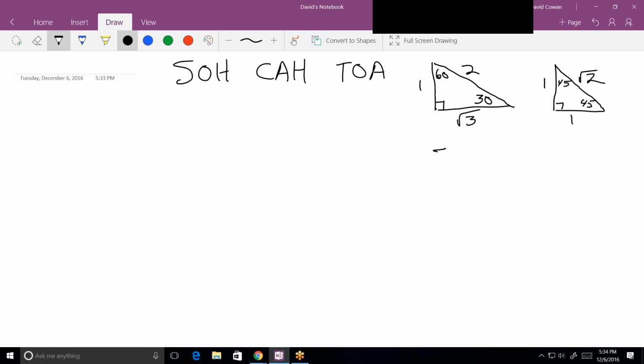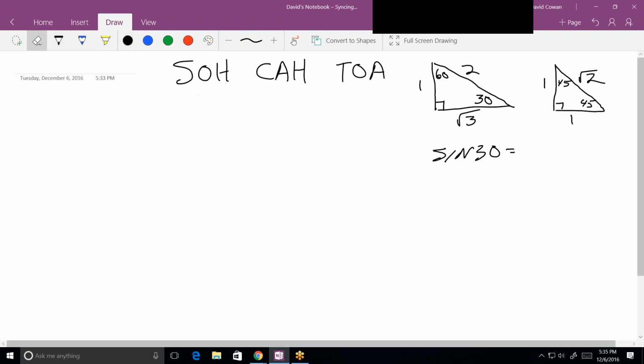I'll show you. What's the sine of 30? There's only one 30-degree angle on there. What's the sine of it? 1/3. No. What's SOH mean? Opposite over hypotenuse. What's CAH mean? Adjacent over hypotenuse. And TOA, opposite over adjacent.